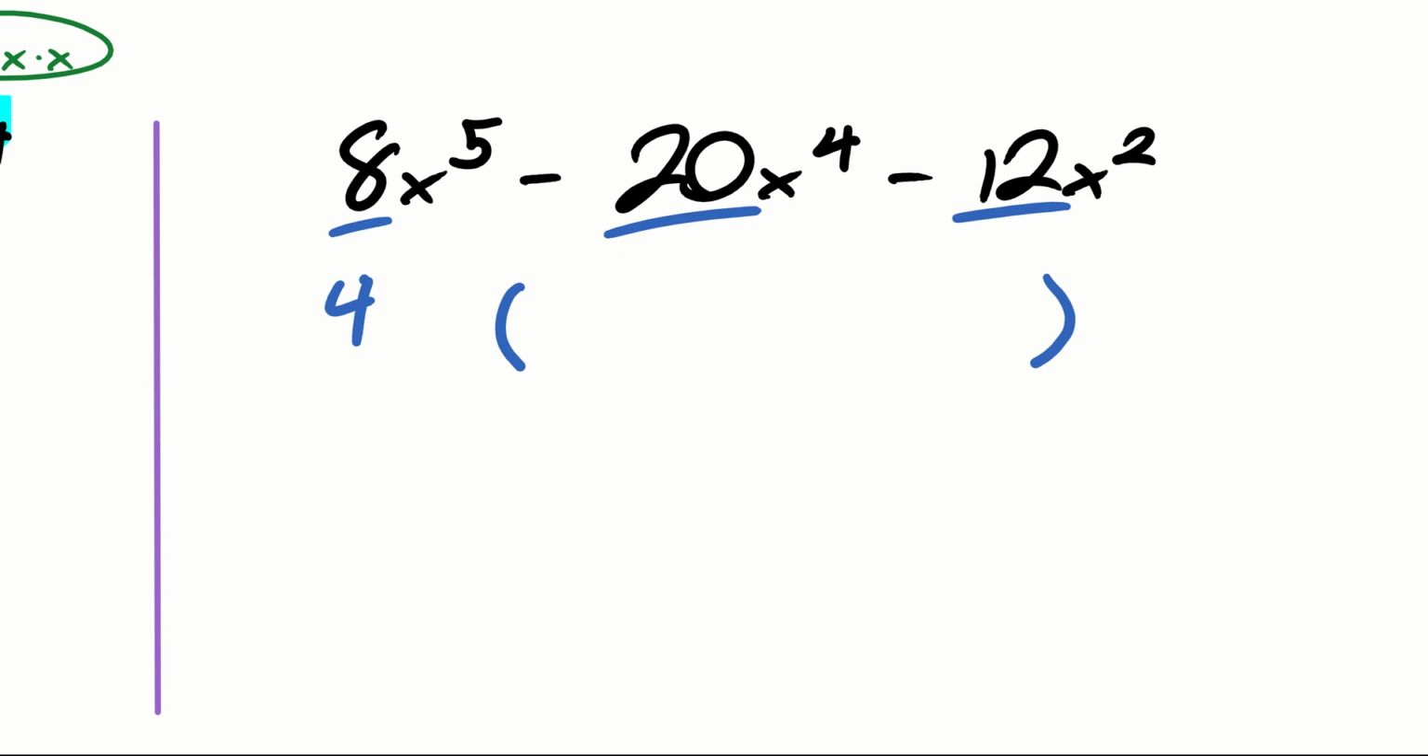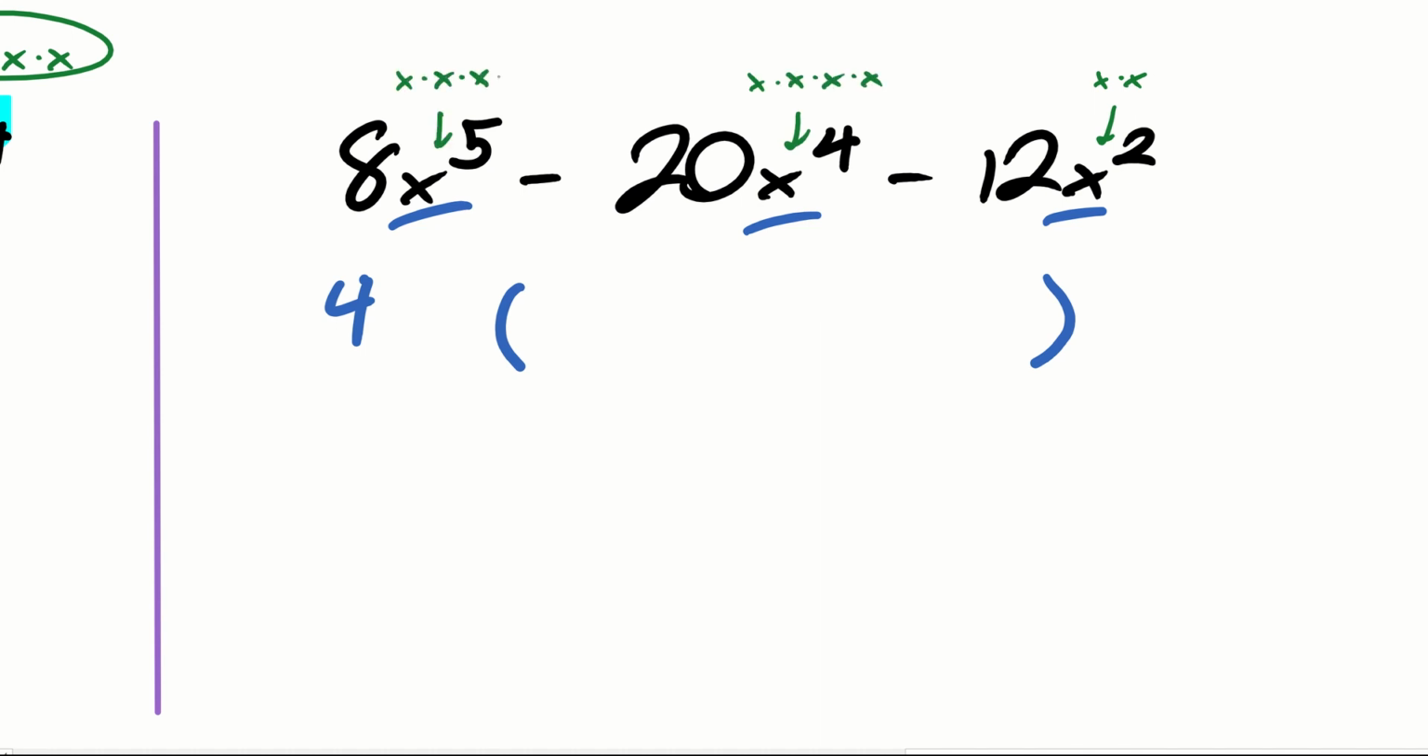All right, so now for the variables. X to the 5th, x to the 4th, and x squared. Let's use that information we were just talking about earlier. At the very minimum, how many x's are contained in all 3 of those terms? Well, there's x squared here, so that's x times x. There's x to the 4th here, so that's x times x times x times x. And there's x to the 5th here, so that's x times x times x times x times the 5th and final x. At the very minimum, there's at least 2 x's in all of them, right?